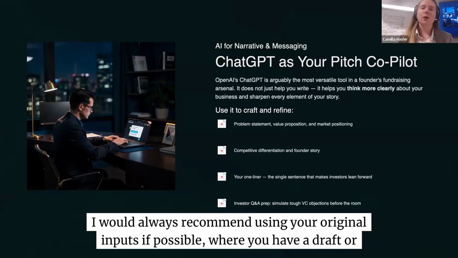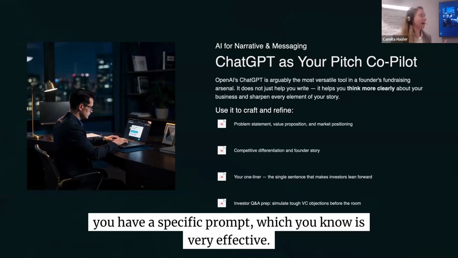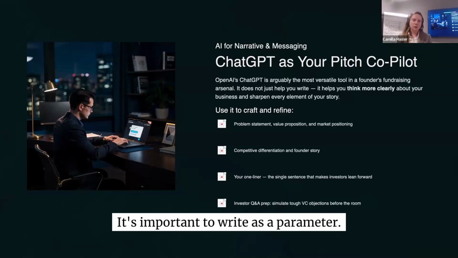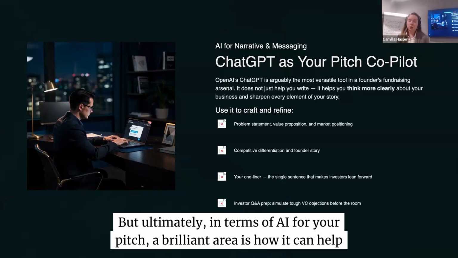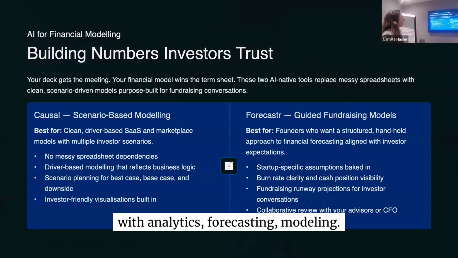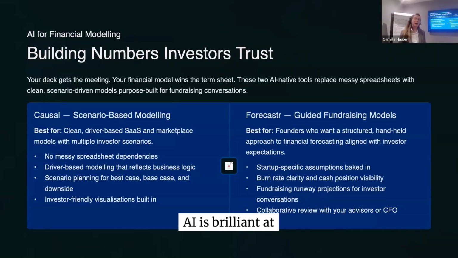However, I would always recommend using your original inputs if possible, where you have a draft or you have a specific prompt, which is very effective. Important to write as a parameter. But ultimately, in terms of AI for your pitch, a brilliant area is how it can help with analytics, forecasting, modeling. AI is brilliant at numbers.